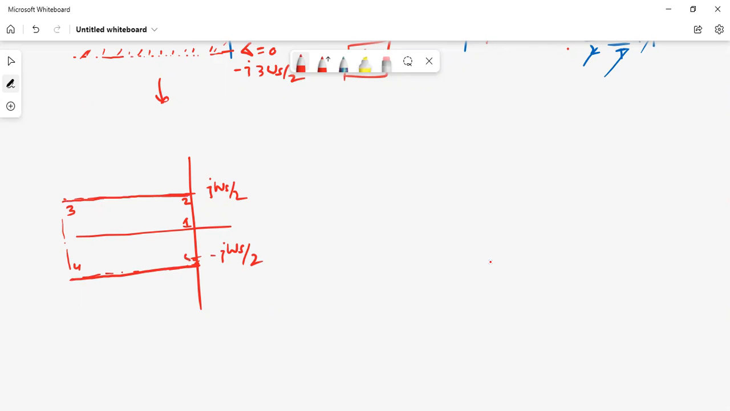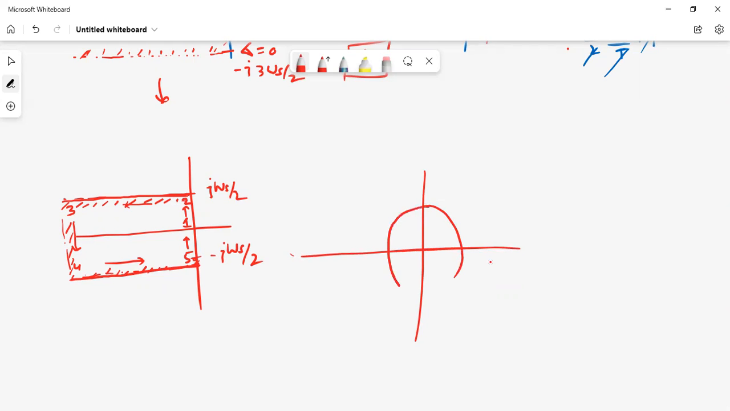Okay, then finally 5, then we go to 1. So we're moving in this direction. So how to represent the entire primary strip in the Z plane? We know that we have to draw a unit circle with radius 1.